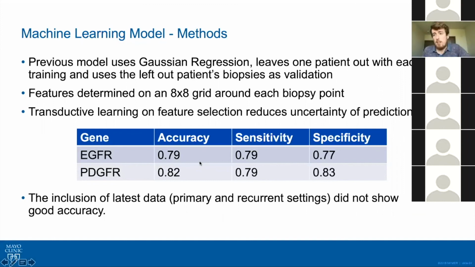We also use transductive learning on our feature selection, which reduced the uncertainty of our prediction. So we had regions of significance where we were pretty sure that was true, and we did have reasonably good accuracy, sensitivity, and specificity for this. However, this is an ongoing clinical trial, and with the inclusion of more data, especially our recurrent samples, which is the second or maybe even later surgery for the patient, where they then extracted more biopsies, we didn't see as good accuracy using our methods.